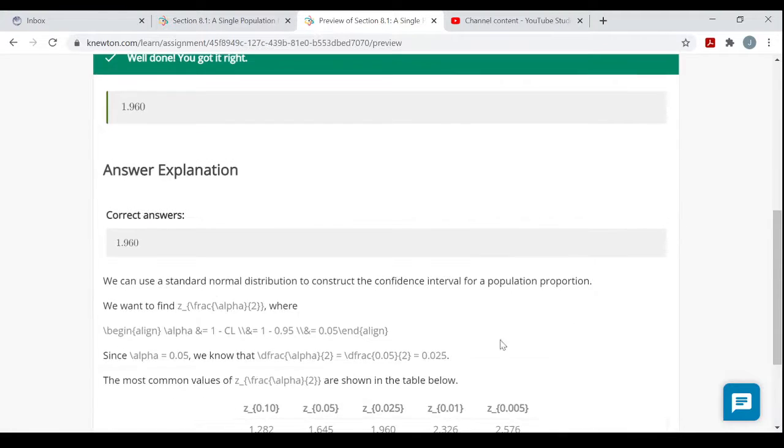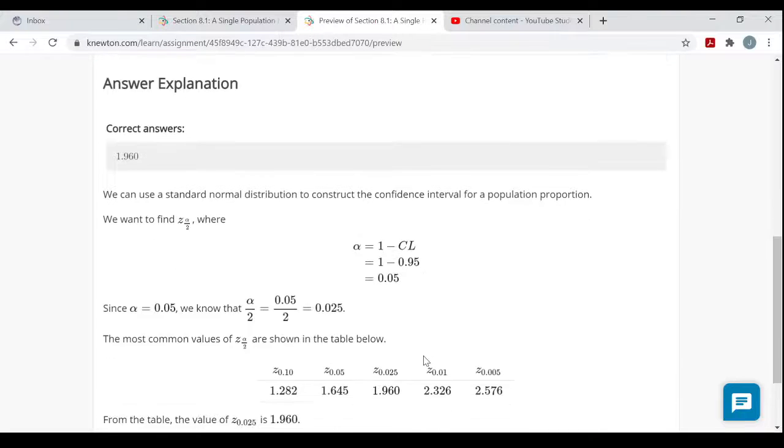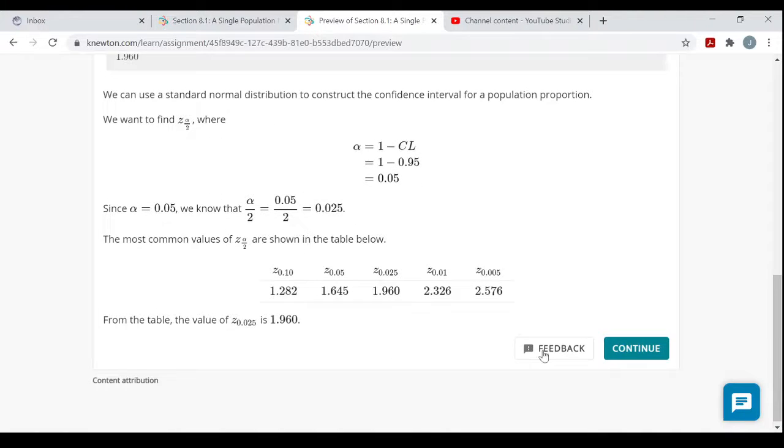And they go through the same kind of description of what they did down here as I did. I don't believe there's a second part to these problems, so great. That's it for that one. Pretty quick and easy. Hopefully this helps you when you're going through these on your own.